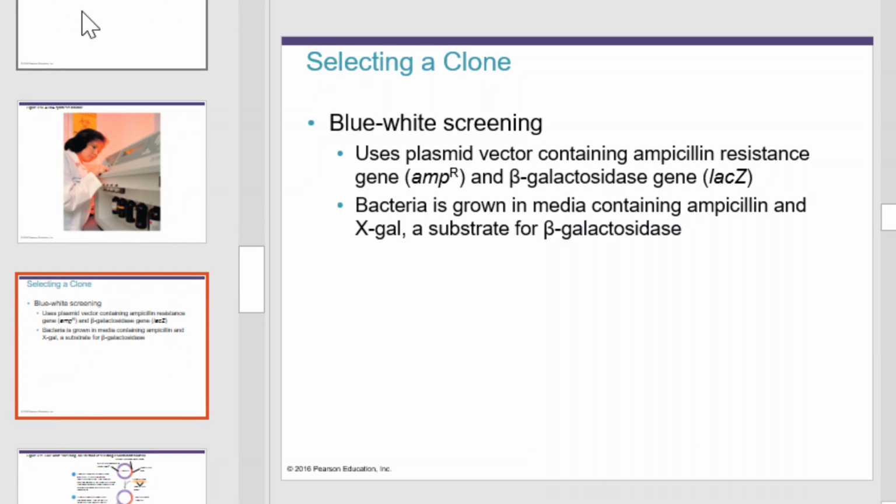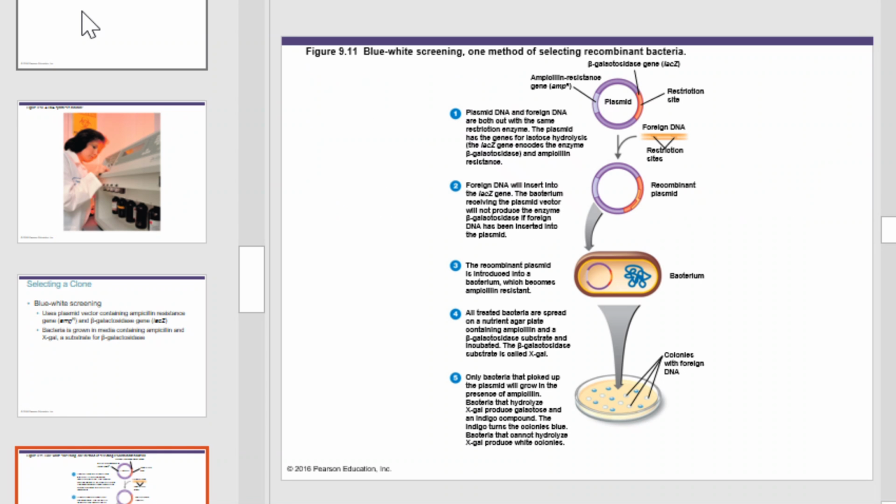Selecting a clone. Blue-white screening. Blue-white screening is one method of selecting clones. Blue-white screening uses plasmid vectors containing ampicillin resistance genes and beta-galactosidase genes. Bacteria are grown in a medium containing ampicillin and X-gal, a substrate for beta-galactosidase. This is an illustration of blue-white screening, one method for selecting recombinant bacteria.